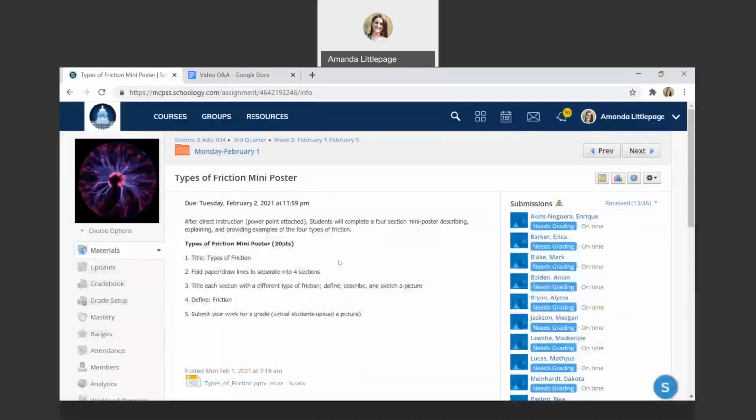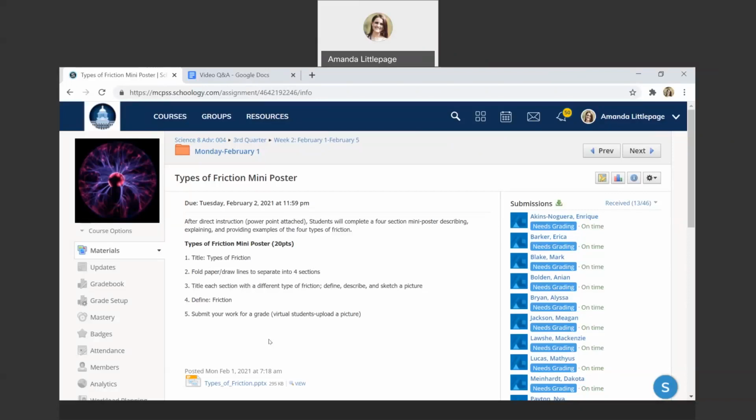So your job now is to create that foldable. So this is kind of in lieu of or an alternative to formal guided notes. So again, you need to title it, fold it into 4 sections or draw lines, separate it out. Then you'll need to title it with friction. The 4 types, describe them, maybe sketch a picture. Doesn't have to be anything fancy. You could even show a square object going down an incline, sliding friction. Or you could show a circular object, rolling friction, okay? And then the last thing is you'll also need to define friction in general.